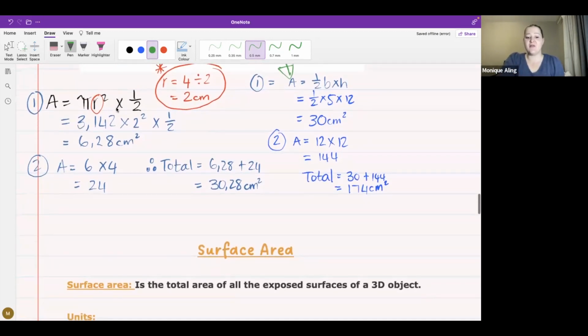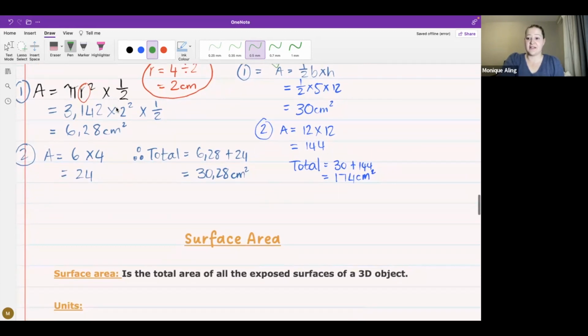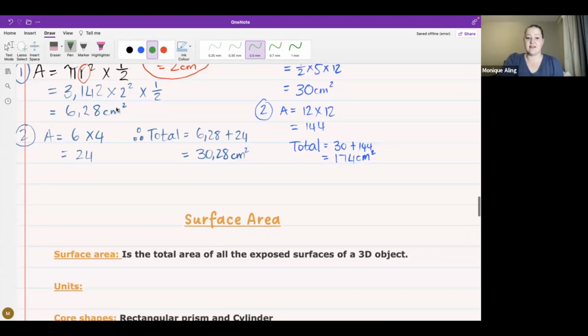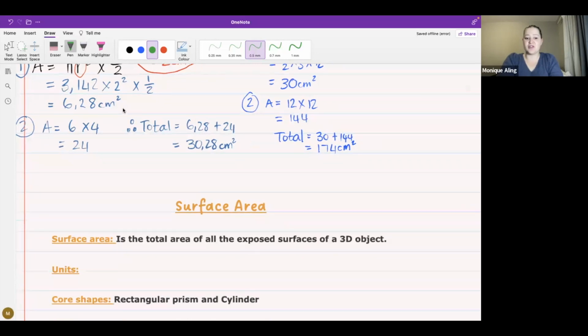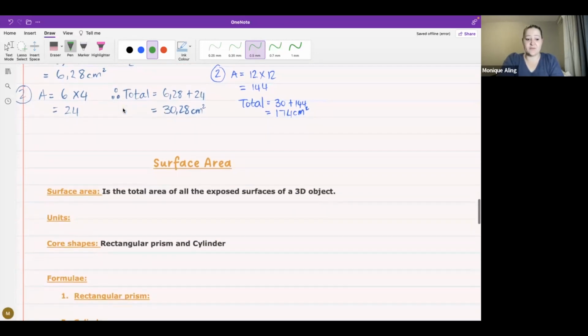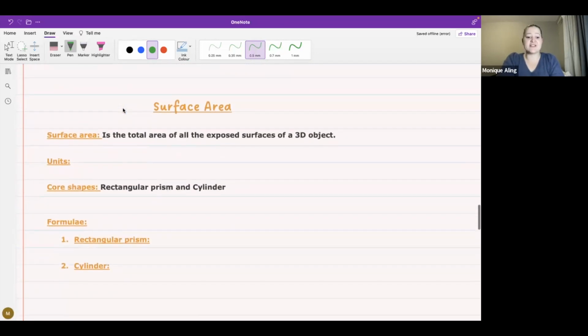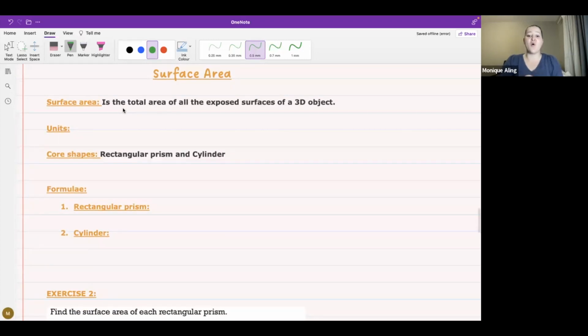Okay, so now we are going to look at surface area. So again, we're looking at 2 simple shapes that we know. Surface area is the total area of all the exposed surfaces of a 3D object. So this whole time we've been looking at 2D objects that we can actually draw on a piece of paper. But surface area deals with 3D objects, or actual real life objects that have all the dimensions.